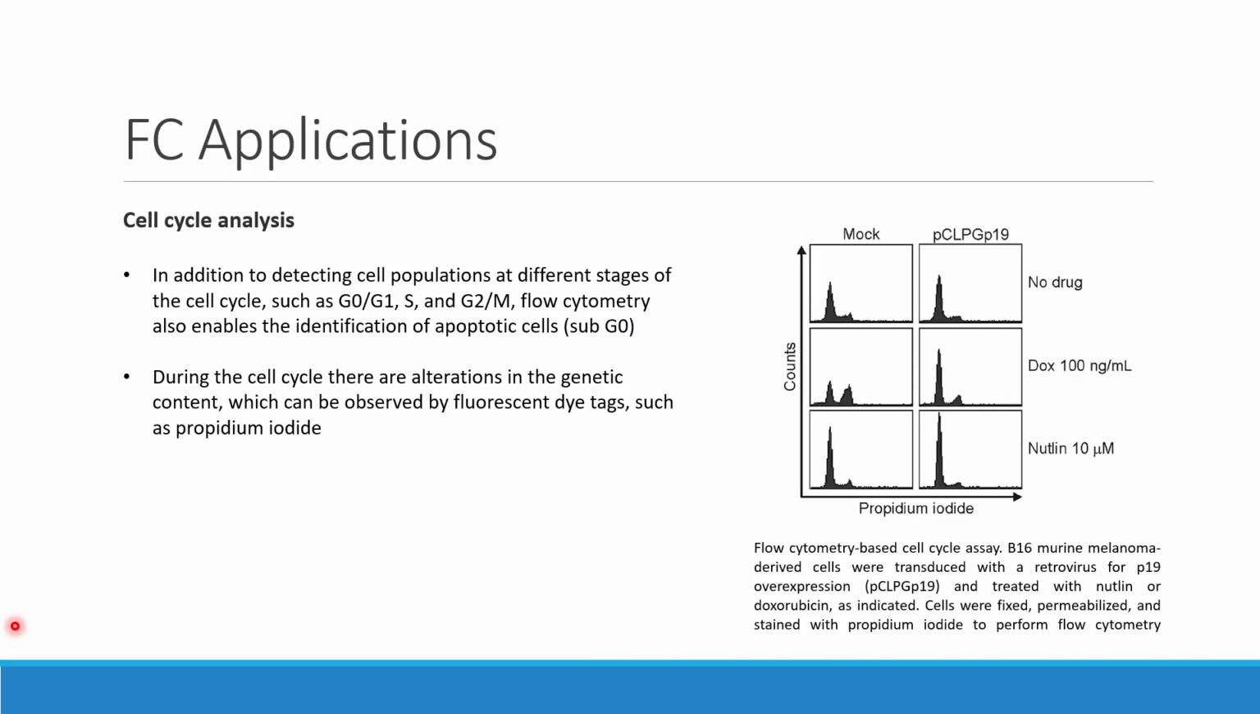Cell cycle analysis is one of the pioneering applications of flow cytometry. During the cell cycle, there are alterations in the genetic content, which can be observed by fluorescent dye tags, such as propidium iodide.